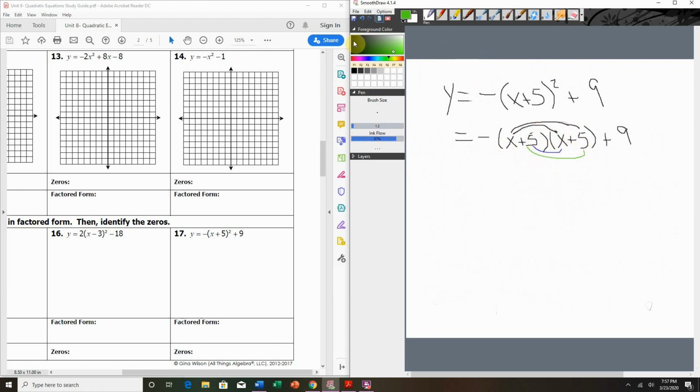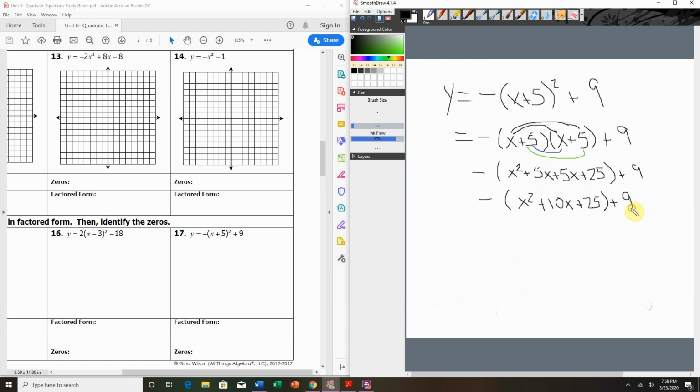So if we simplify this, we're going to bring down the negative, very, very important. Then we have x times x would be x squared. Then we're going to have plus 5x plus 5x plus 25 plus 9. And then we're going to simplify this. So we have x squared plus 10x plus 25 plus 9.